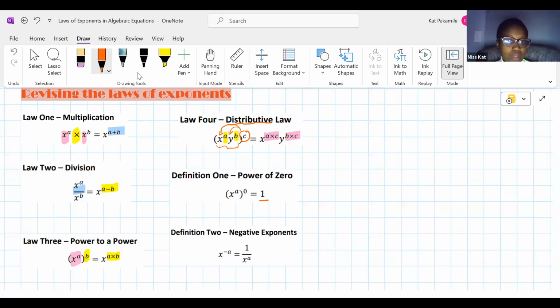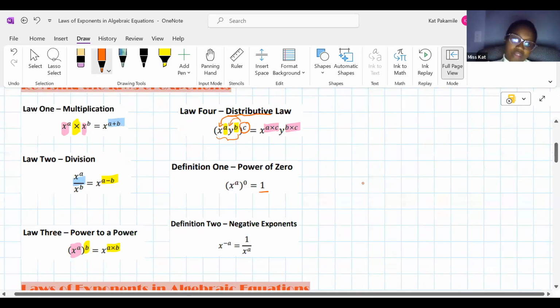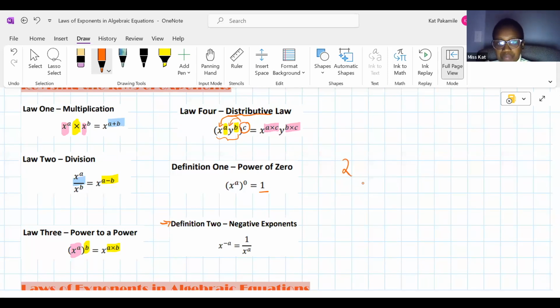Now this next one was a little bit of a fight for us. Let's see if we remember it. This is the definition for negative exponents. If you have 2 to the power of -3, we want the reciprocal. The reciprocal means if you have 2 over 3, the reciprocal would be 3 over 2. So you are swapping the denominator and the numerator.